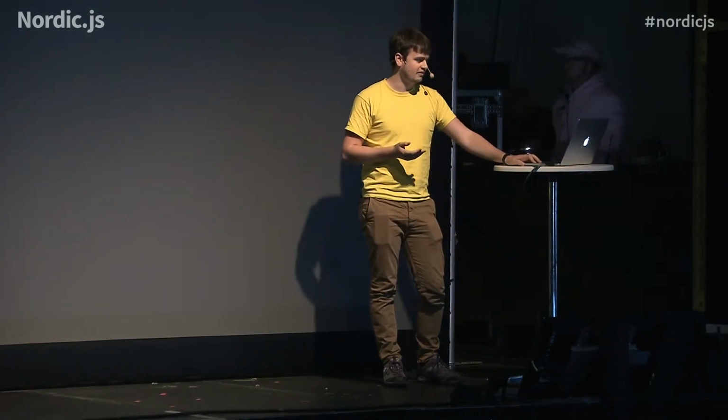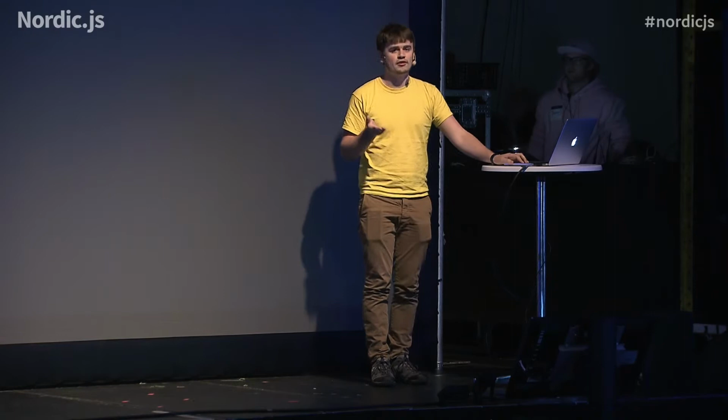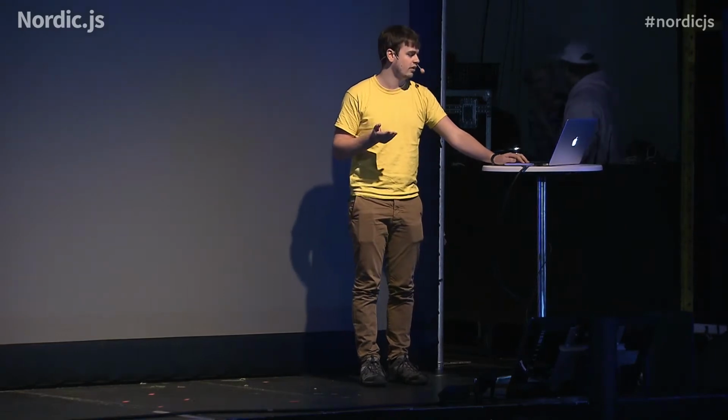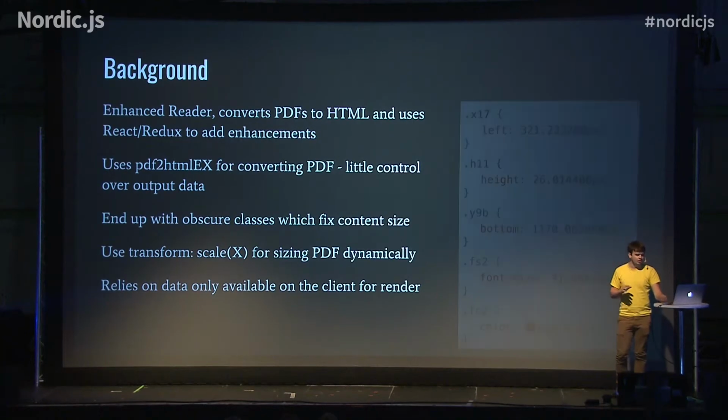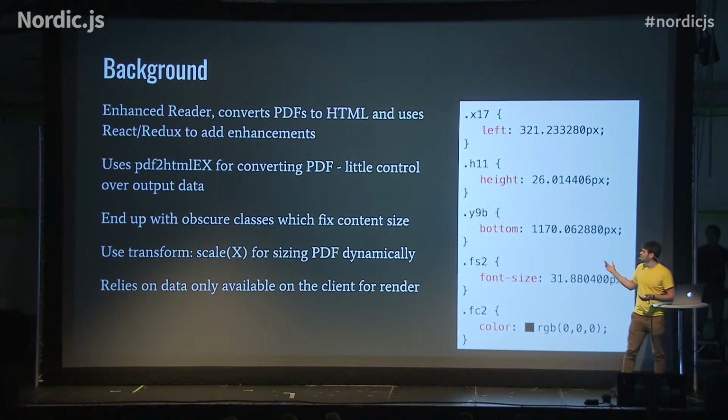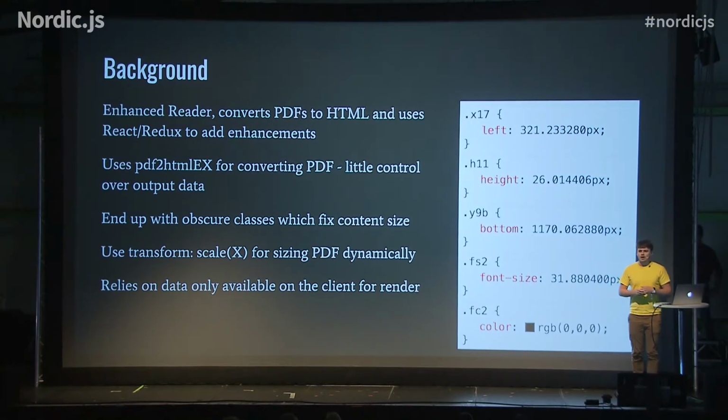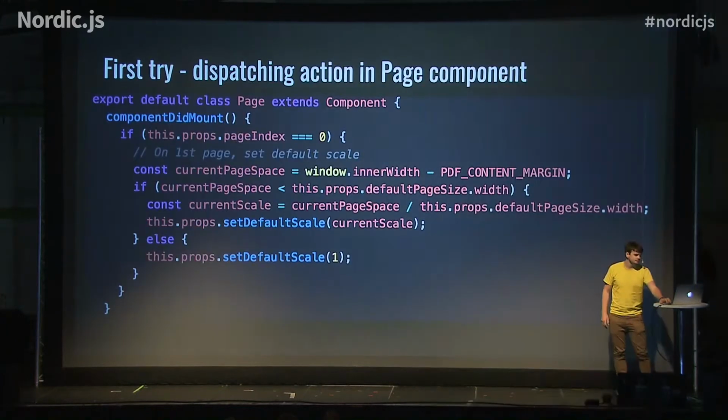And we use a third-party library for converting the PDF, so we have very little control over the output HTML there. We end up with all these obscure classes which fix the content size. We don't want to touch any of that because it looks really confusing, so if we want to size the PDF, we just use transform scale on the whole thing. But to know what scale to use, we rely on the browser width, which is only available on the client.